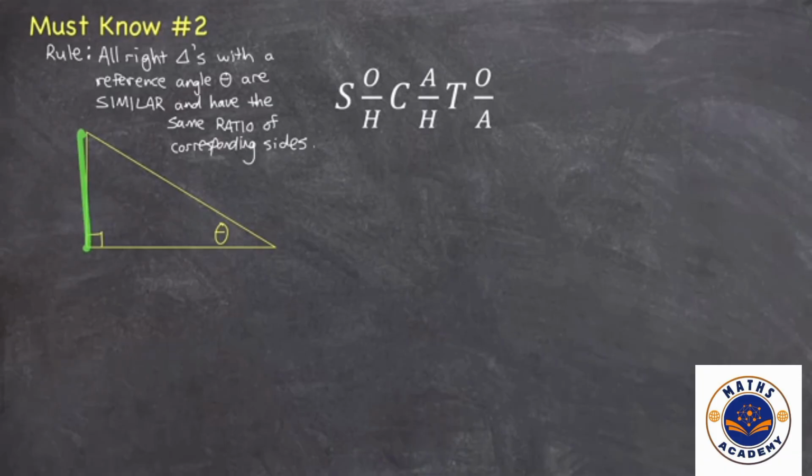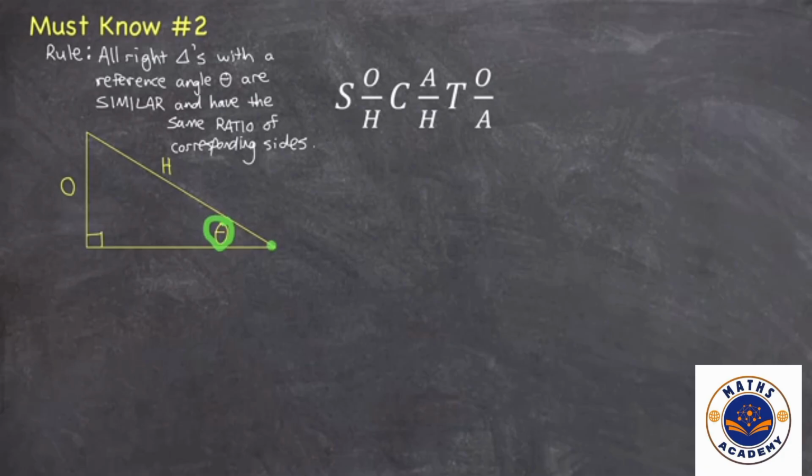In any right triangle, there are three sides. Let's name them. The longest side of a right triangle is always called the hypotenuse. I'll label that H. The side across from our reference angle theta, we'll call that the opposite side. I'll call it O.